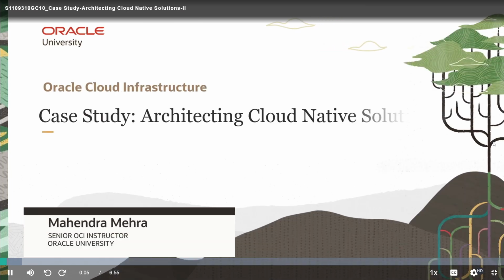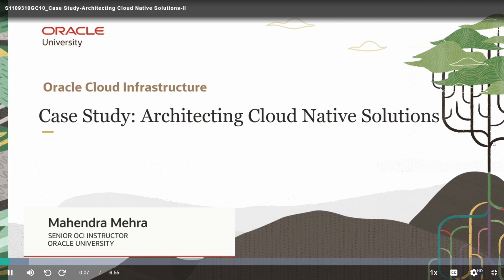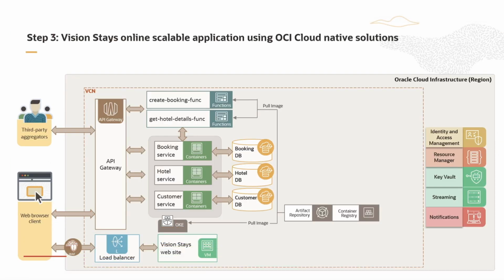Welcome back. Let's continue from where we left off in the previous part. Let's now delve into the architecture blueprint for the Vision Stays online scalable application. This comprehensive diagram provides a high-level overview of the components and services integral to our case study solution. At the heart of our architecture are three microservices, namely Customer Service, Hotel Service, and Booking Service. They will collect and store customer details, manage information for Vision Stays hotels, and handle reservation booking respectively.